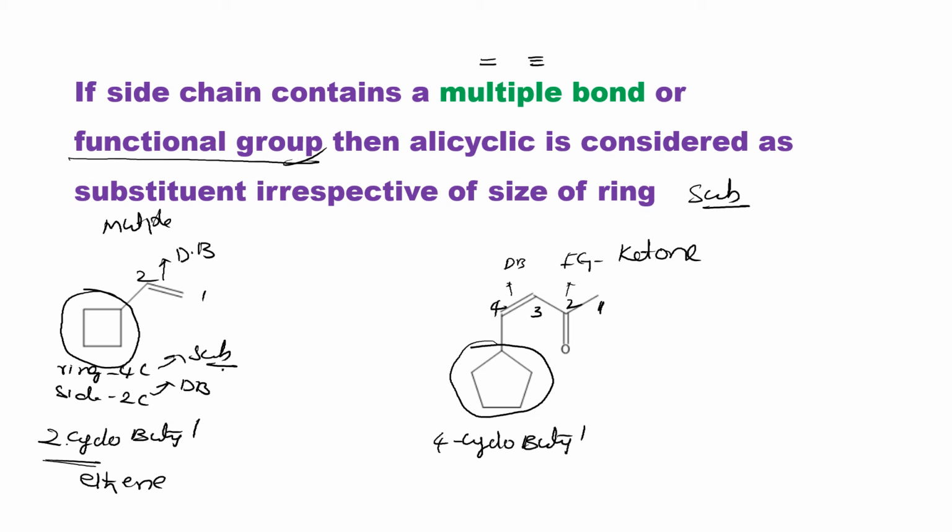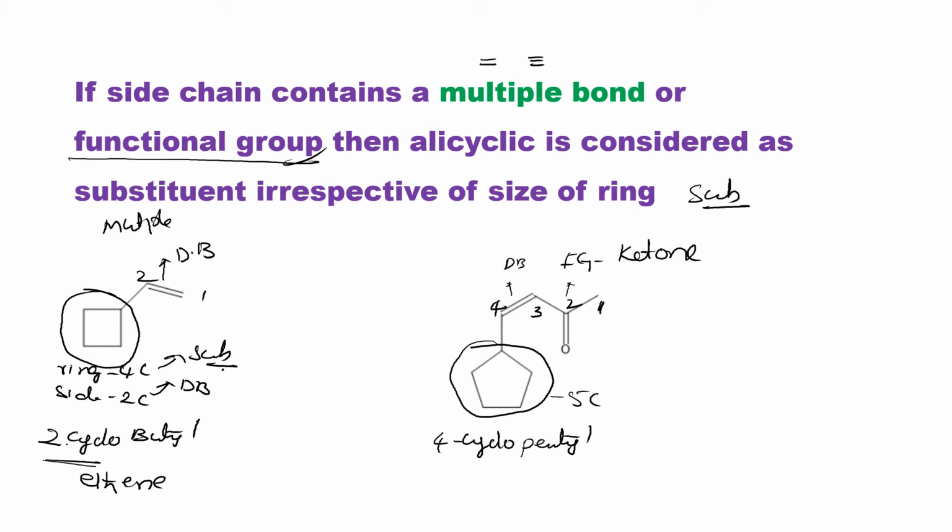4-cyclobutyl. But what is the side chain here? This side chain contains a double bond at the third position and one ketone at the second position. Hence, here not butyl, but pentyl: 4-cyclopentyl. As it is a 5-membered ring, it should be 4-cyclopentyl.